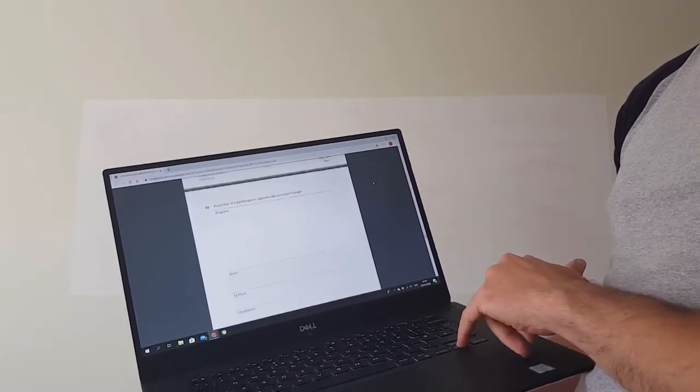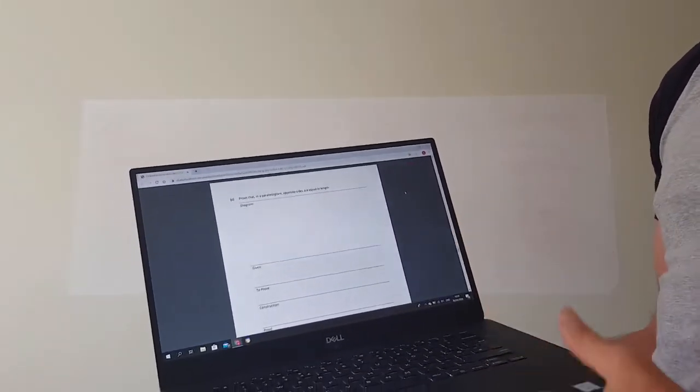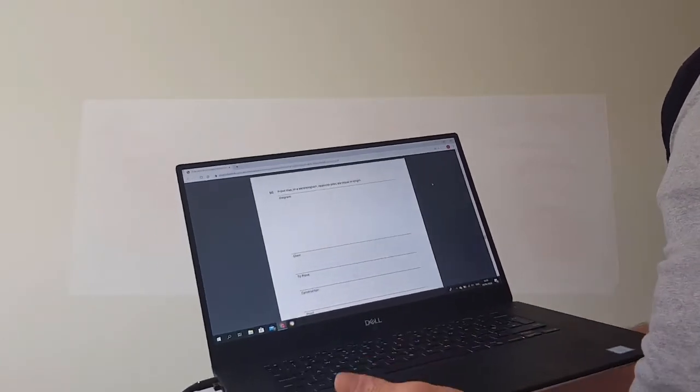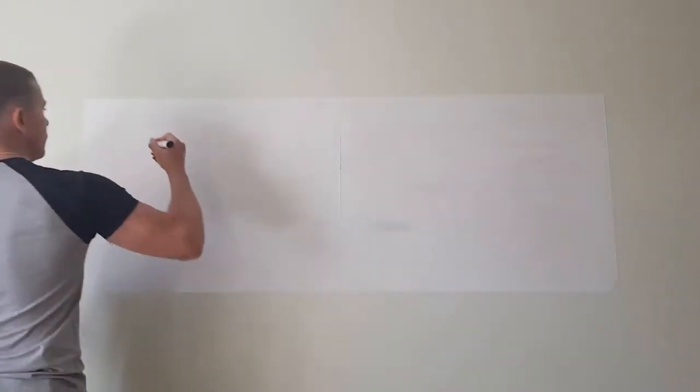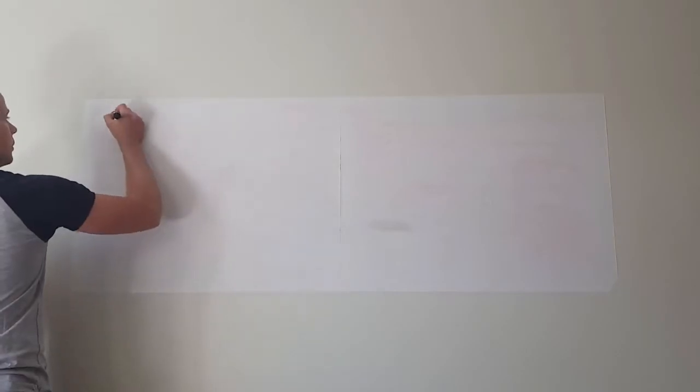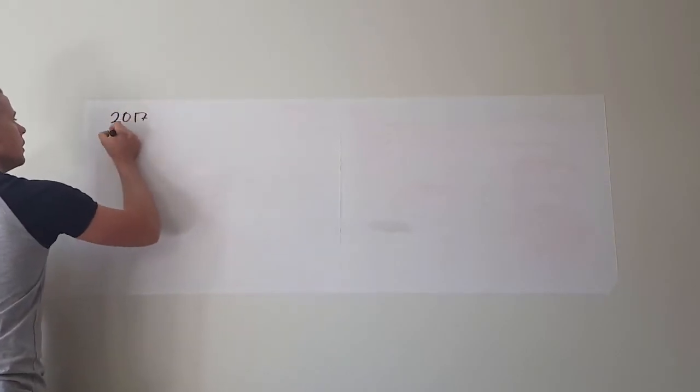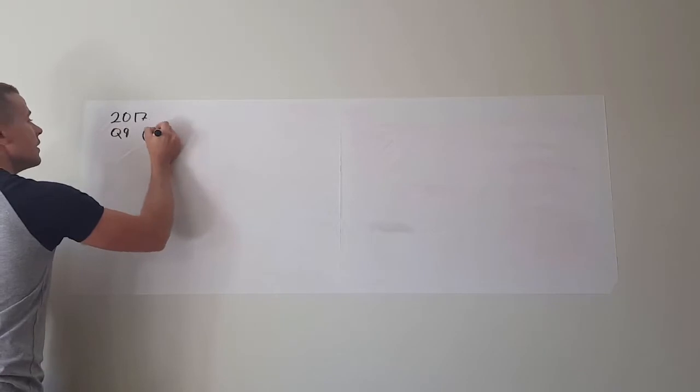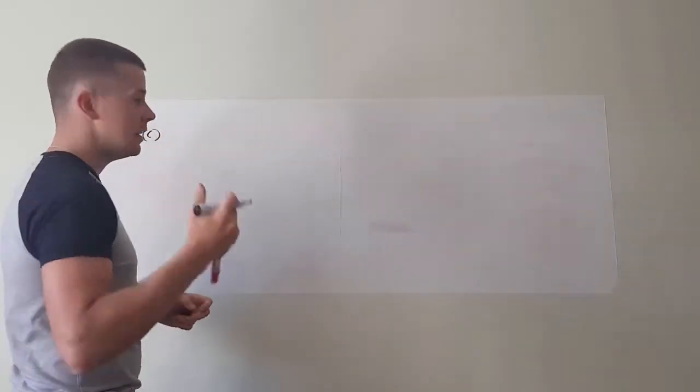Moving on to part C, we have a proof. Basically, we want to prove that opposite sides in a parallelogram are equal in length. So we'll start off with that. Okay, so again, we're on 2017 question 9, and this is part C. So basically what we're looking at is a parallelogram.